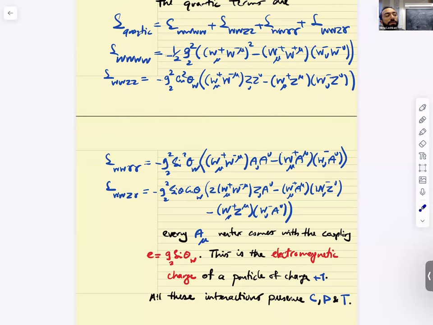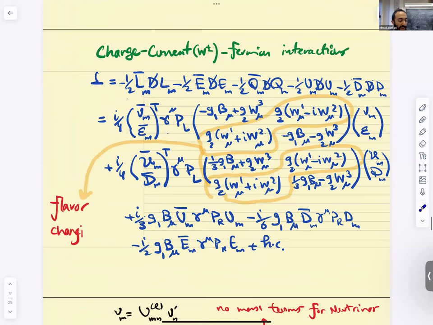C was basically swapping particles and antiparticles, right? Anyway. All right, so here's where the origin of the CKM matrix is. All right, so let's go through this a little bit.